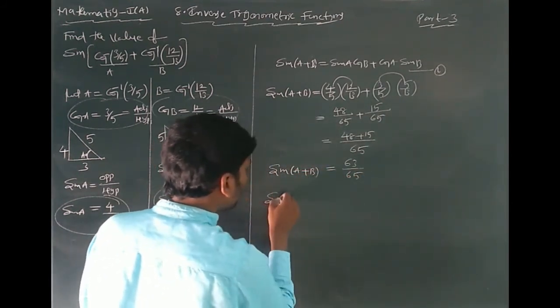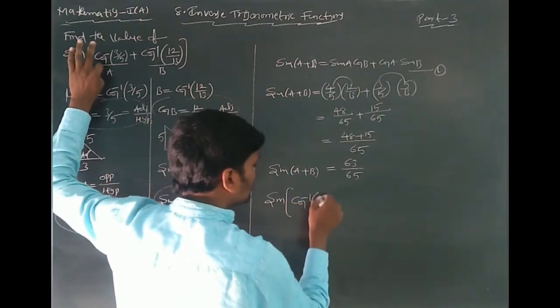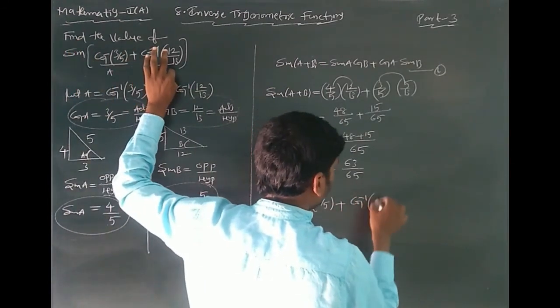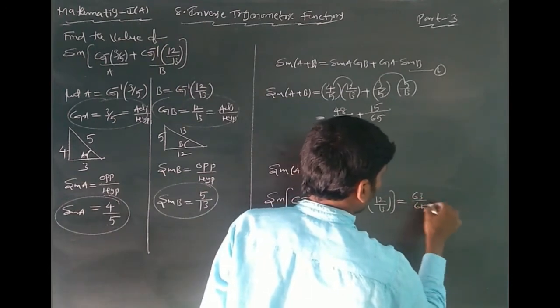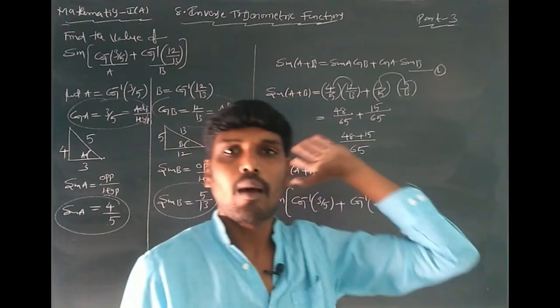You know the A value. What is the value of A? A value is cos inverse of 3 by 5 plus B value is cos inverse of 12 by 13 is equal to 63 by 65. This is the value of the given problem.